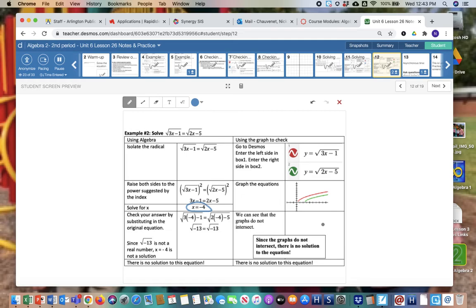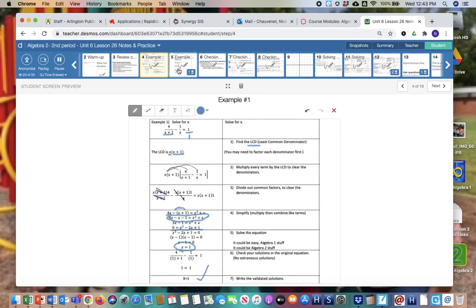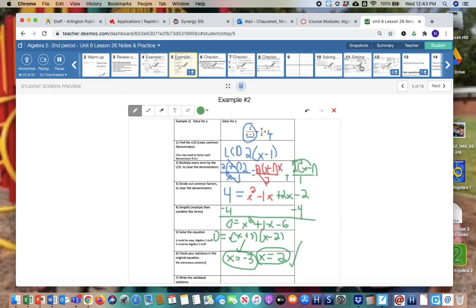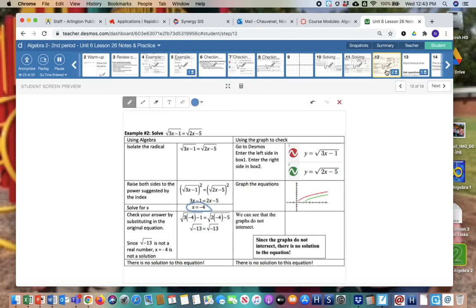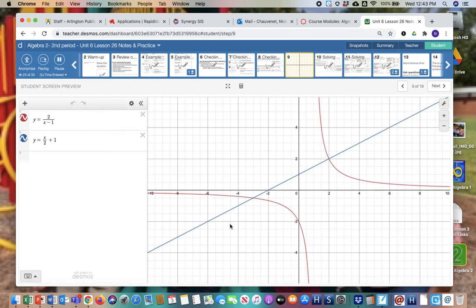All right, hope this helps. Make sure you get your asynchronous work done for lessons 24, 25, and 26. And hopefully this helped you with learning how to solve the rational equations like we did on screens 4 and 5, and seeing how we can use the Desmos graph to check our solutions, looking for the intersects and what the x values are.